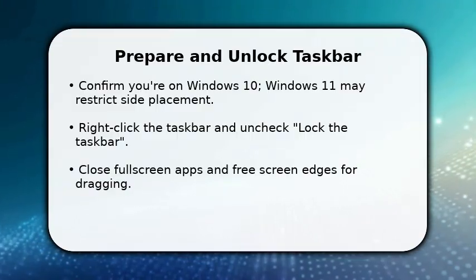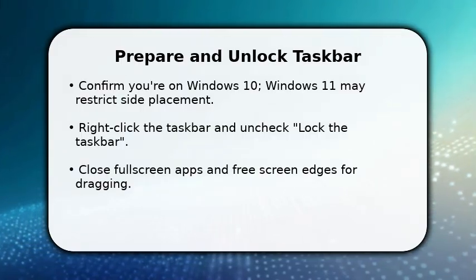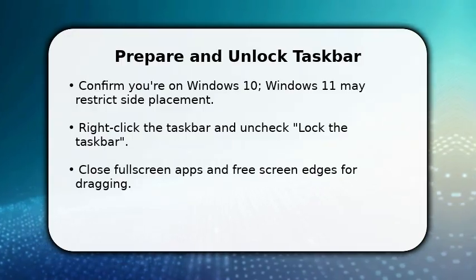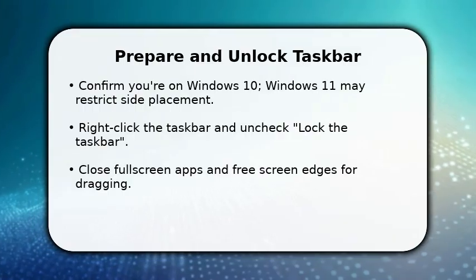You start by making the taskbar movable. On Windows 10, right-click the taskbar and uncheck Lock the taskbar. This allows immediate dragging. Make sure no app is pinned full screen and that you can see the desktop edge.